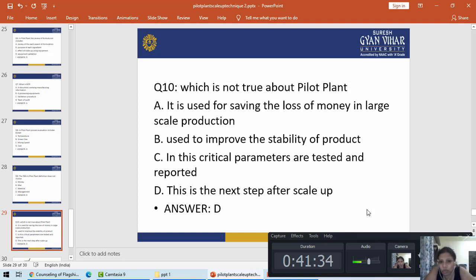Last question: which is not true about the pilot plant? It is used for saving the loss of money in large scale production, and used to improve the stability of the product. Yes, both are true, right? In this, critical parameters are tested and reported. True. This is the next step after the scale up. It is not true. It is the previous step before the scale up. So D is the not true answer.